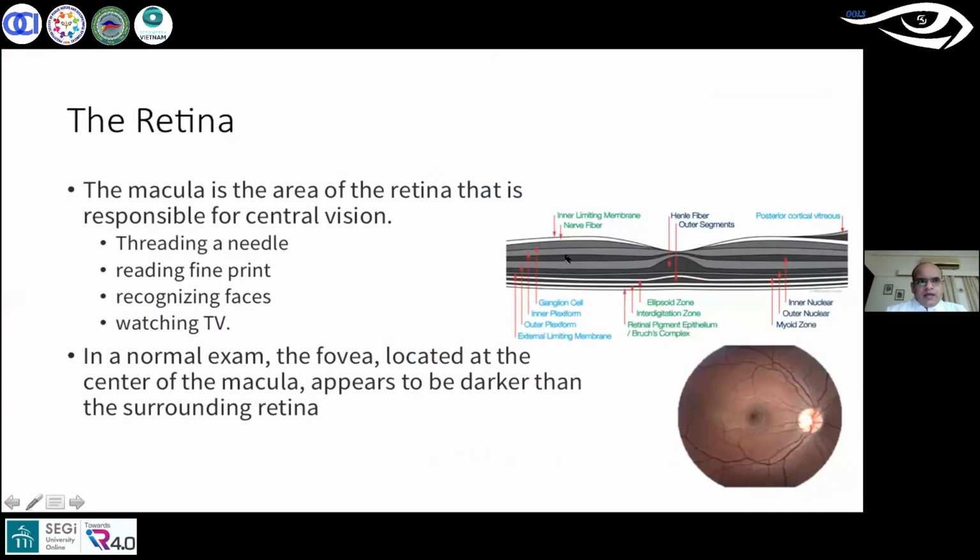Now, as the name implies, it's age-related macular degeneration. There is no specific reason known as to why this affects mainly only the macula. But because the macula is the area of the retina responsible for central vision, this is the layer that's affected, and it causes a pretty dramatic decline in functional vision in a lot of these patients. In a normal exam, the fovea is located at the center of the macula and appears to be darker than the surrounding retina.